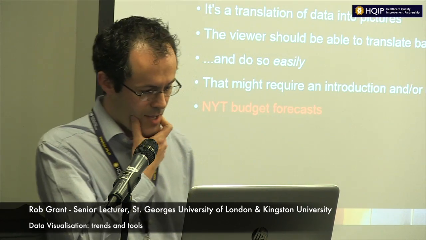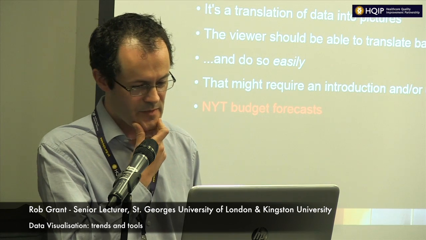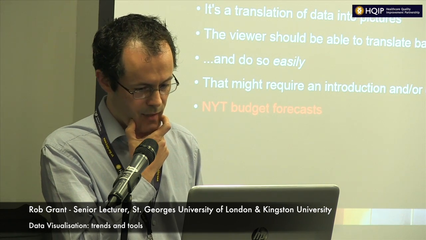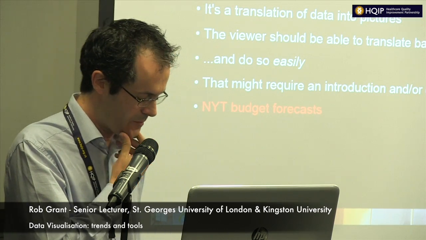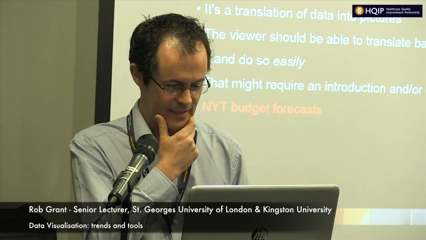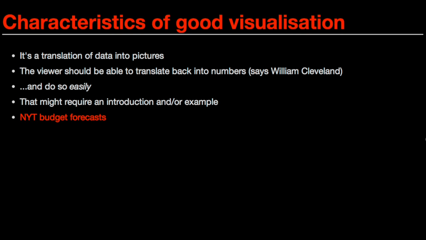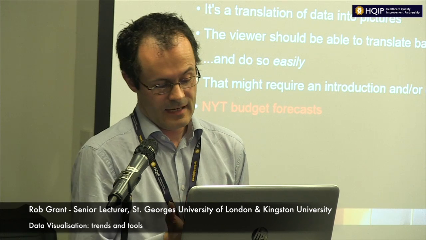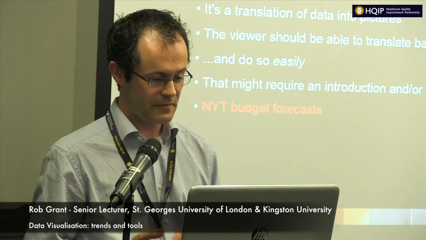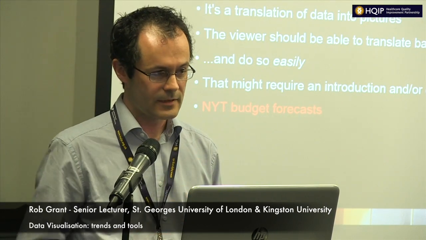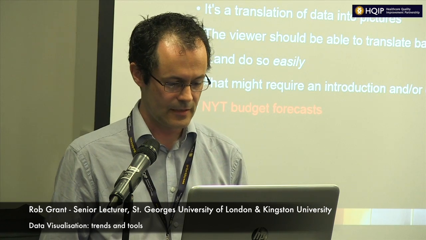So the characteristics, I like this idea. It comes from a guy called William Cleveland, who's a sort of information visualization designer. So he's coming from the other side. He says you've got numbers, you translate it into a picture, and that maybe helps people to see the whole scene that's going on, but it only really works if they can, in their head, translate the picture back into numbers. If you can't do that, it's questionable whether that graphic has served its purpose. And then I've just tagged on the end there, and do so easily, because if you have to spend all day working out what's going on, then it's not a great visualization.